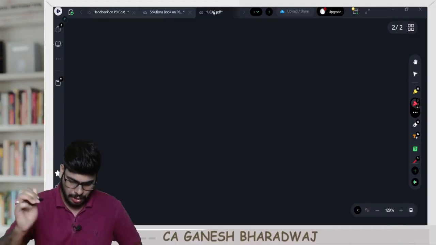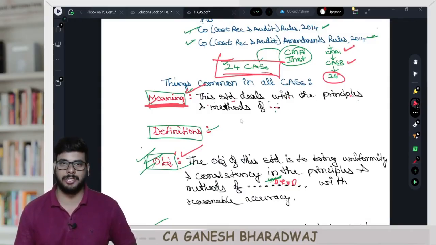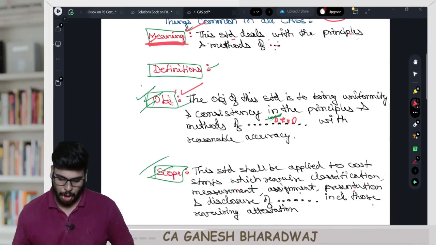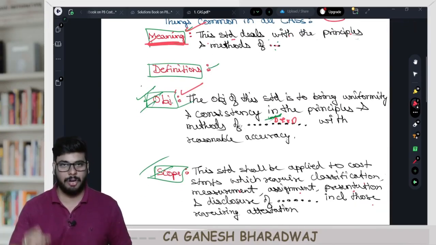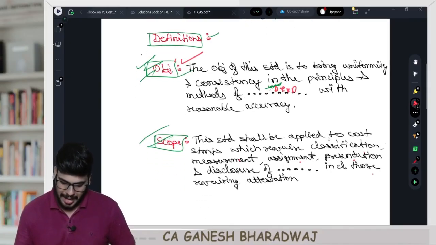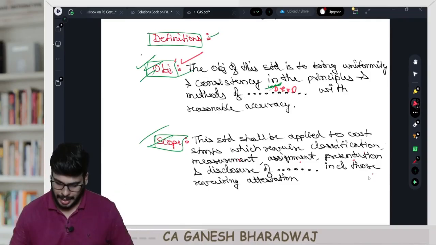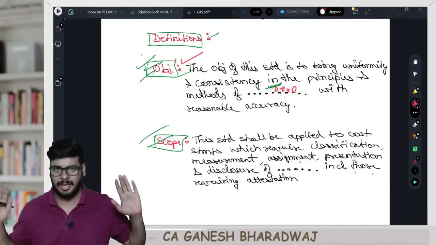Now, what do you need to do? Come here and write down first meaning. This standard deals with the principles and methods of, write the title, direct expense. Objective: The objective of this standard is to bring uniformity and consistency in the principles and methods of direct expense with reasonable accuracy. Then scope: This standard shall be applied to cost statements which require classification, measurement, assignment, presentation, and disclosure of, write the title, direct expense, including those requiring attestation. As simple as that. Clear with this, guys.